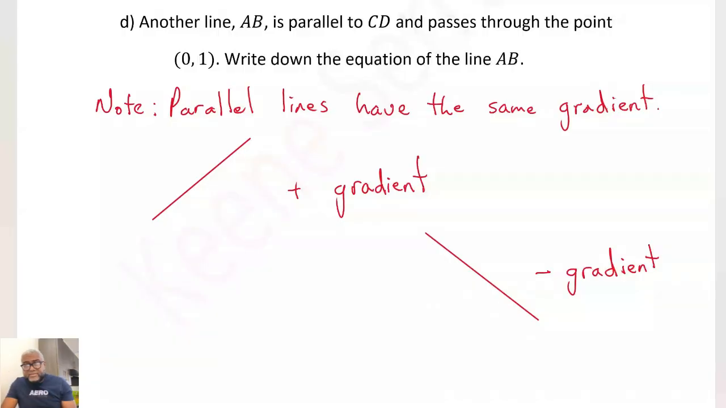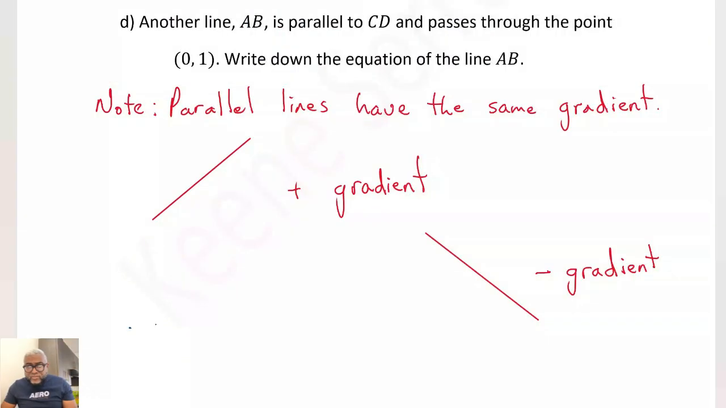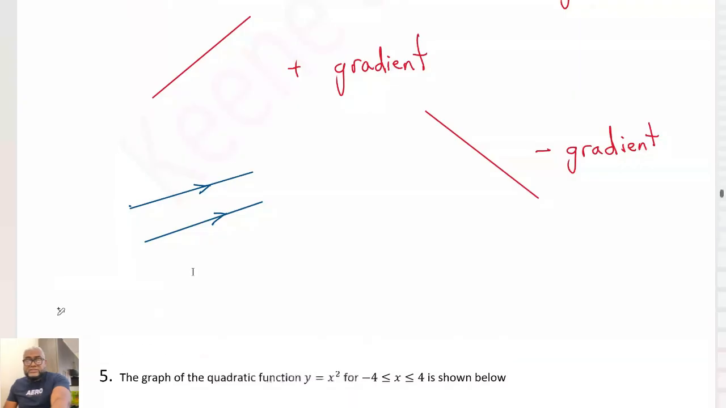So when I say the gradients of two parallel lines are the same, parallel lines run side by side and they never touch, right? That's what parallel lines are. So you can see from this pair of parallel lines that if one is sloping, the next one will be sloping the same way. So gradients are the same. Are we clear here?